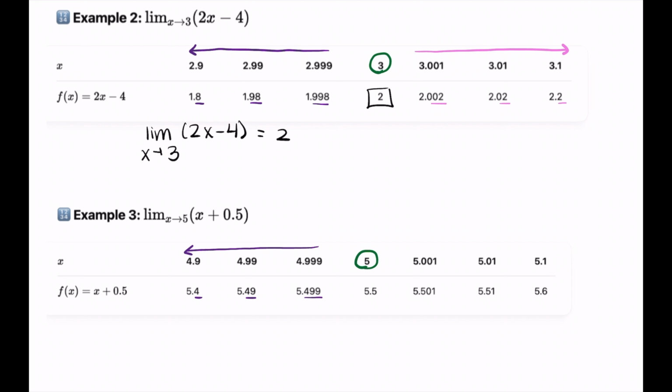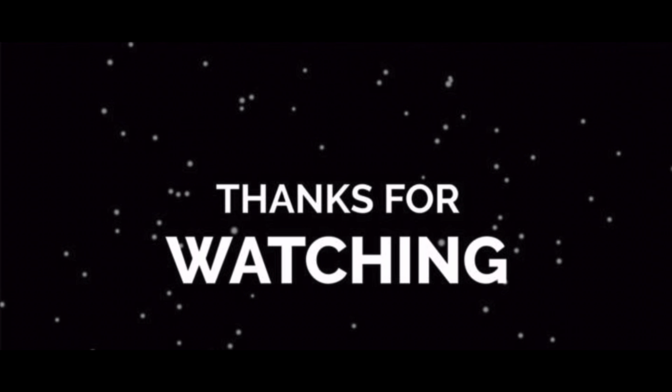When we compare the values, as we approach 5 from both the left and from the right, we see that these values are getting closer and closer to 5.5. So the limit as x approaches 5 of x plus 0.5 would just give us 5.5. That is the answer to our last example. These were very straightforward examples. We're just using a table of values and comparing the limit from the left and from the right.